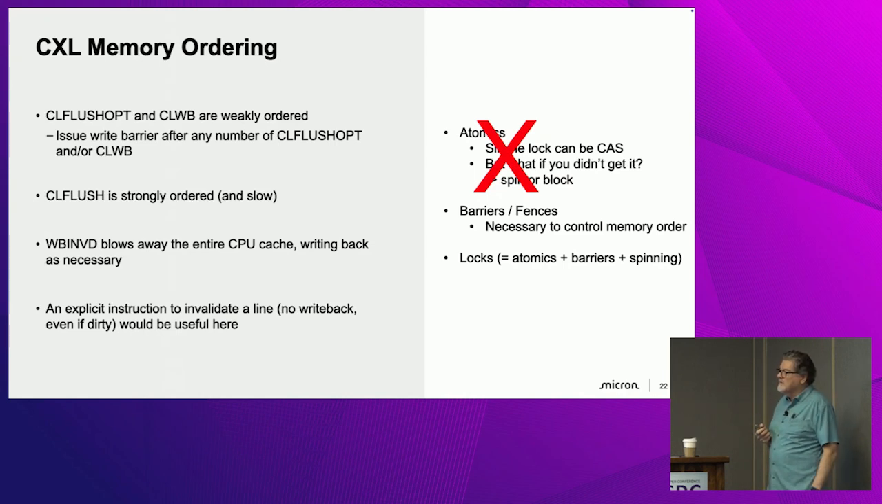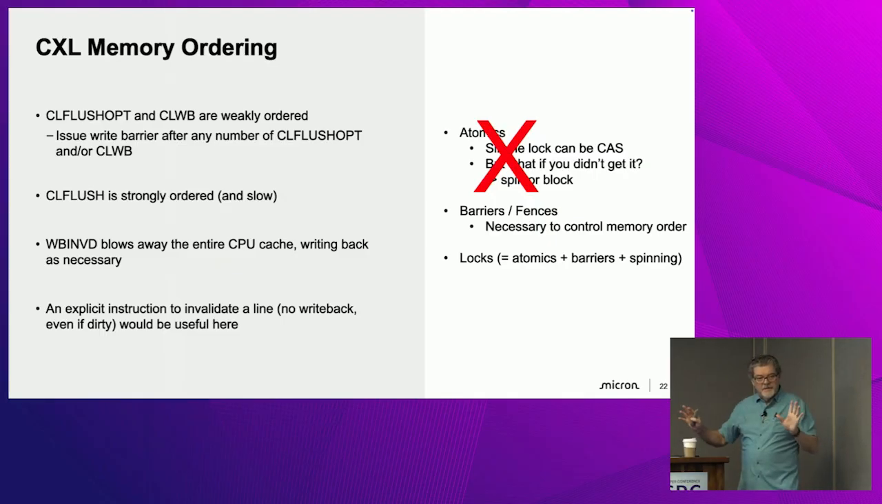And so I had a slide about memory ordering before. With CXL, atomics go away. But what you've got is CLFLUSHOPT and CLWB, which is write back. CLFLUSHOPT writes back the line if it's dirty and invalidates it from the cache. CLWB will just write it back if it's dirty. Those are weakly ordered, and barriers wait for any pending ones to complete. So it's an interesting hybrid situation, actually.